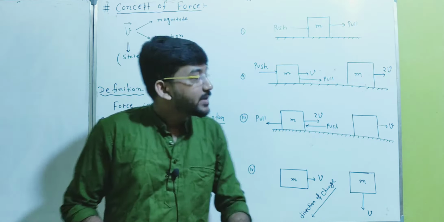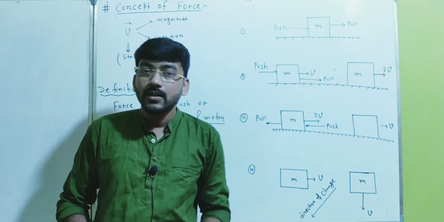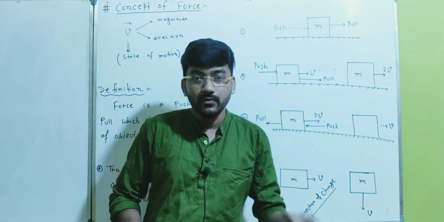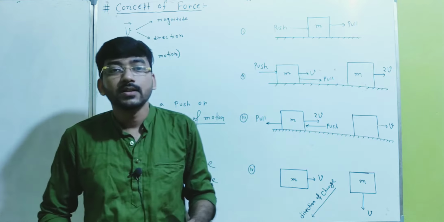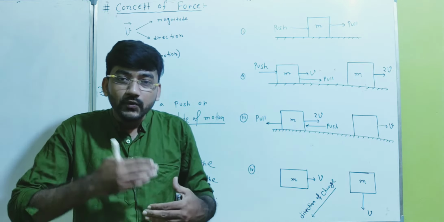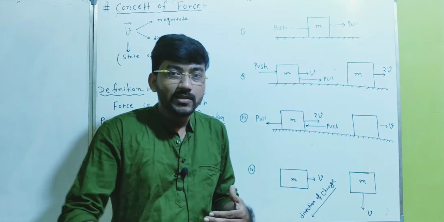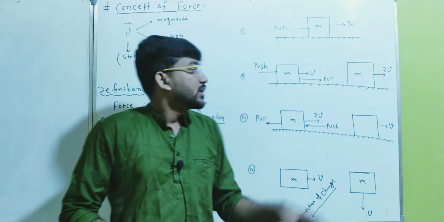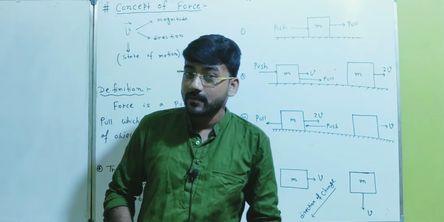So you can say that if a push or pull is given to this object, the object will start to move. Now what will be its movement? That is, its movement may be faster than initial, or maybe slower than initial. It depends on in which direction and how much push or pull you are giving.